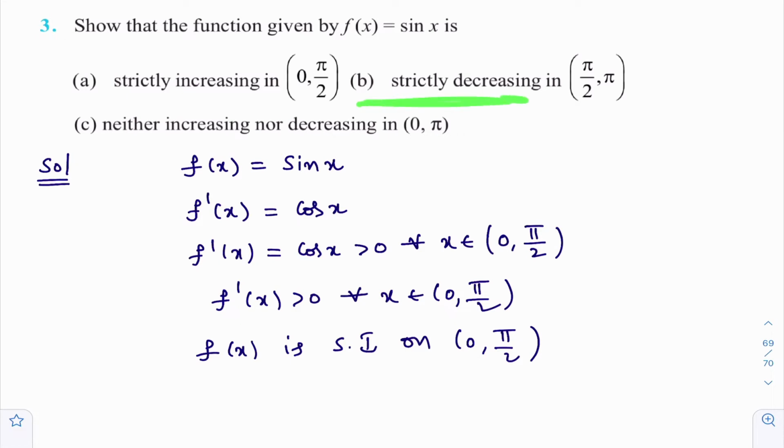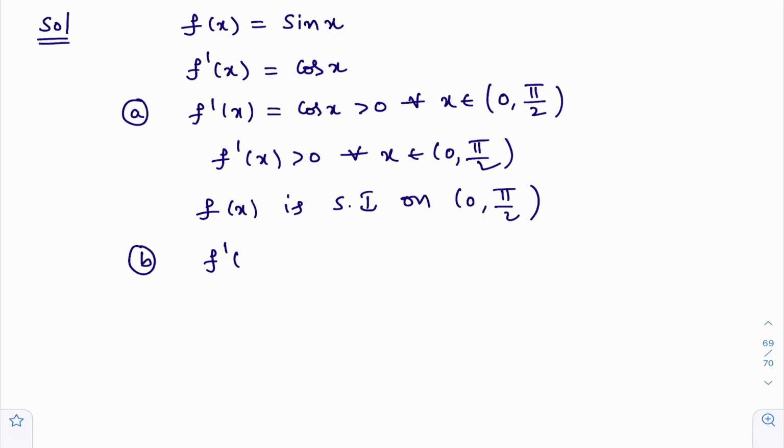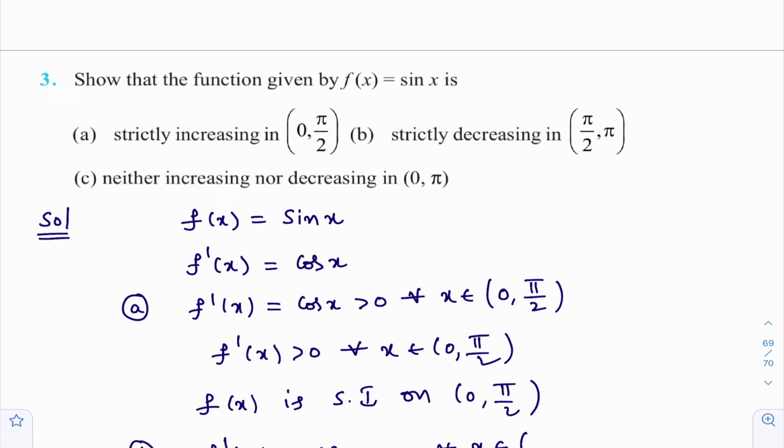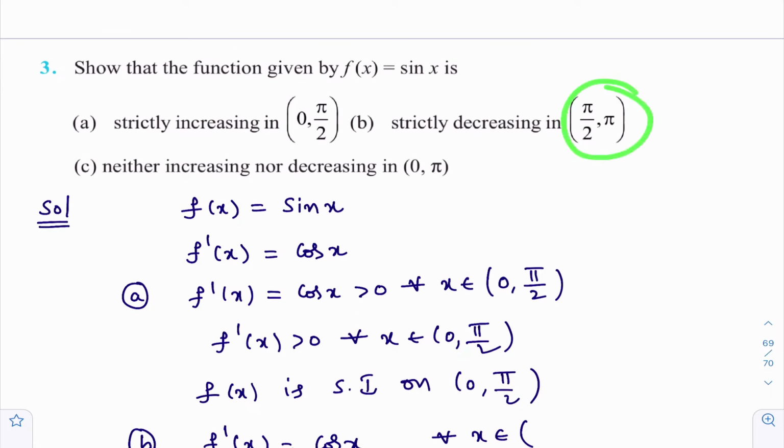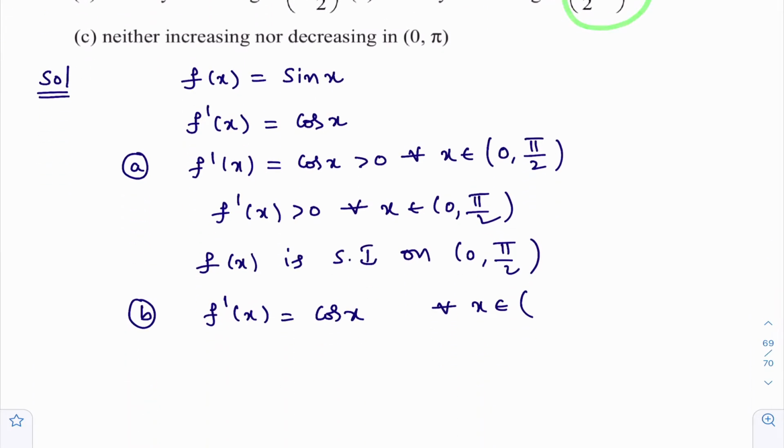Now you observe this second bit. What is f dash of x? You got that f dash of x as cos x. What do you know? Cos x whenever x belongs to, look here in second bit, open interval pi by 2, pi. Open interval pi by 2, pi means x is in second quadrant. In second quadrant, what do you know about cos x? In second quadrant, cos x is positive or negative? In second quadrant, cos x is negative.